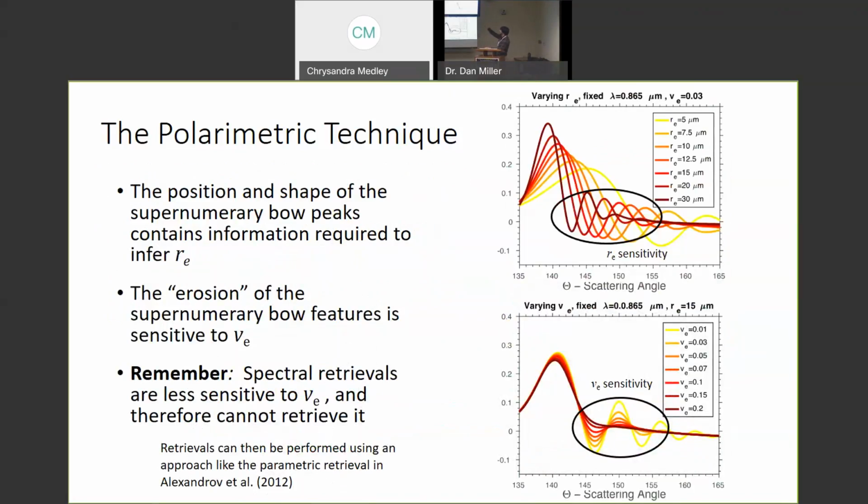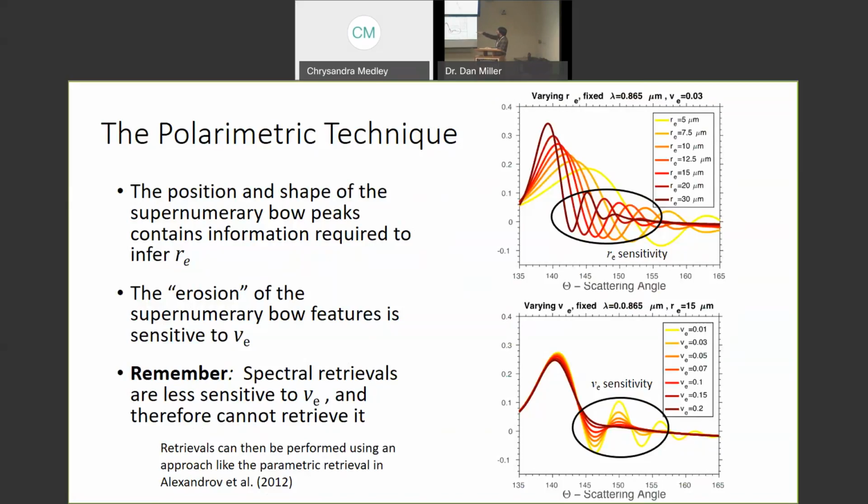The other thing to say is about your sensitivity to droplet size, so I'm fixing the wavelength here now. I'm not looking at the spectral variability. If you fix the wavelength and you look at different droplet sizes, you see that the location and width of these rainbow peak, cloud bow and supernumerary cloud bow peaks actually move around as a function of droplet size. So your signal for the polarimetric retrieval is the shape of this curve. And if you can fit a curve to your results, you can get a retrieval. It's as simple as that.